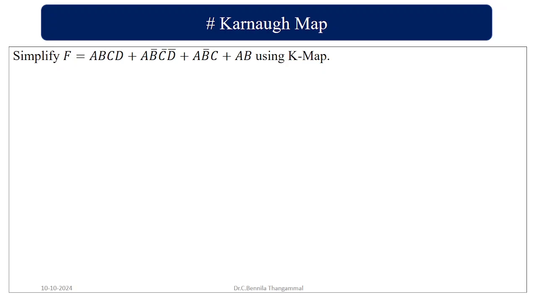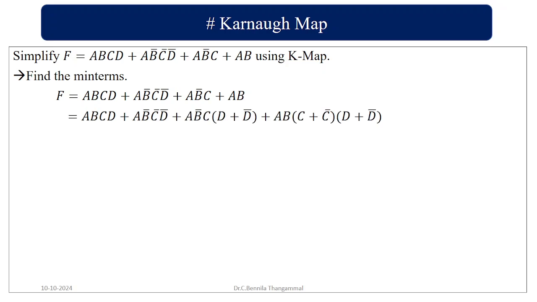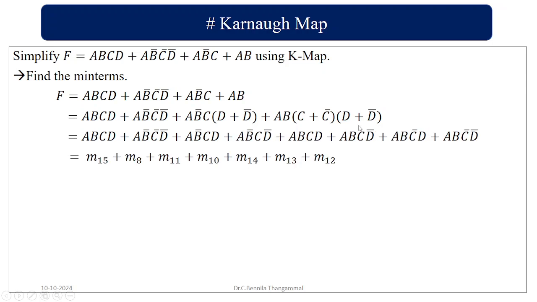Suppose that instead of giving minterms, you are given an expression; you have to convert it into minterms, right? Since this is a 4 variable Karnaugh map, because of A, B, C, D, all the terms should have 4 variables. Here D is missing, and here C and D are missing. So I'll use the missing terms as D, D bar and C, C bar, multiply, and find the minterms. After that, I have to go for the Karnaugh map.